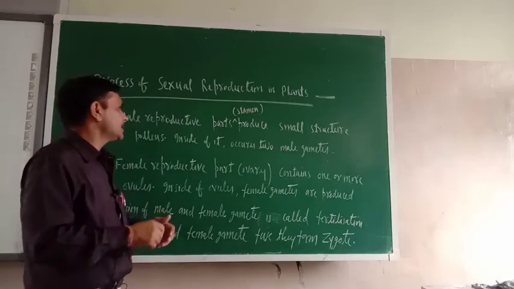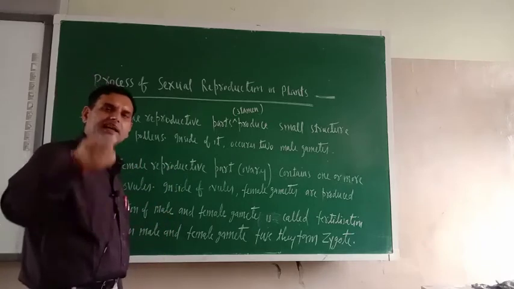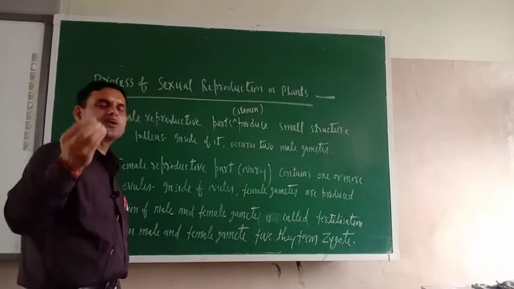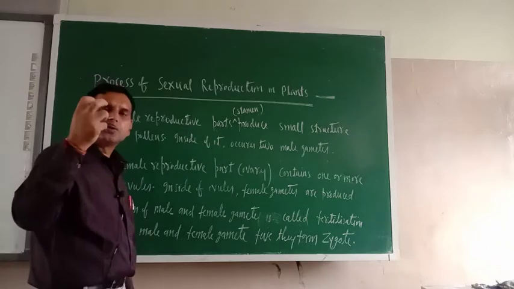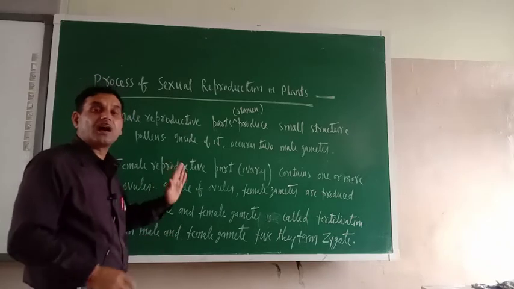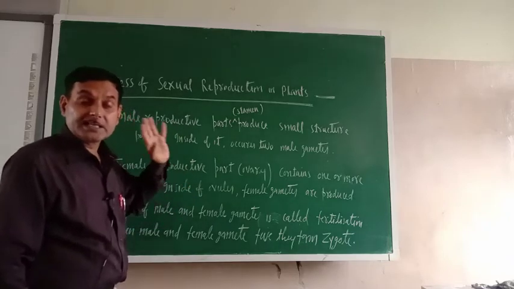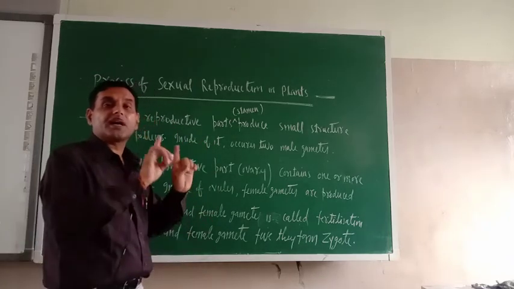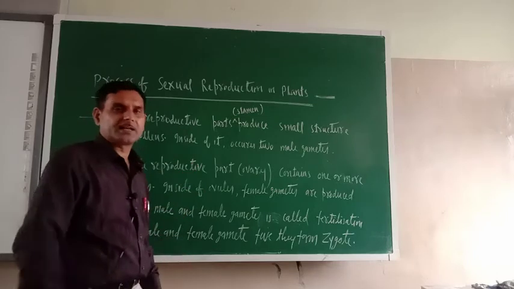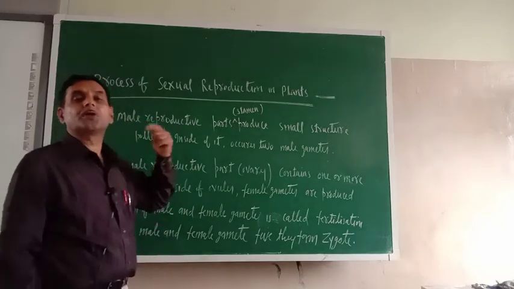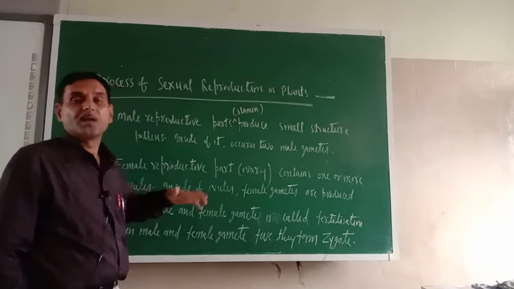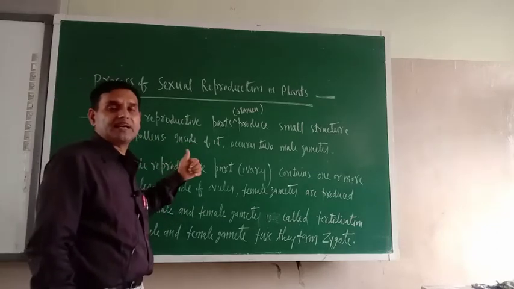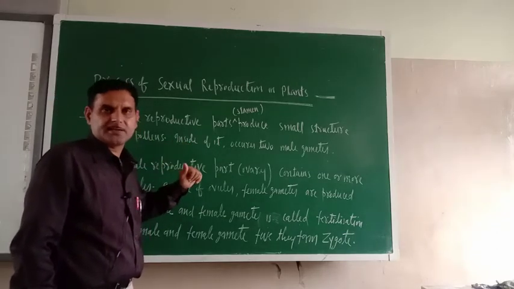The number one is the male reproductive part, that is the stamen, that produces small structures. Those small structures are called pollens, and inside those pollens male gametes are there. What are there? Male gametes are there. Okay. So who is producing the male gametes? Male gametes are produced by the stamens.